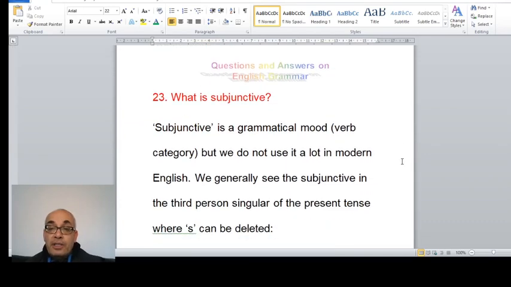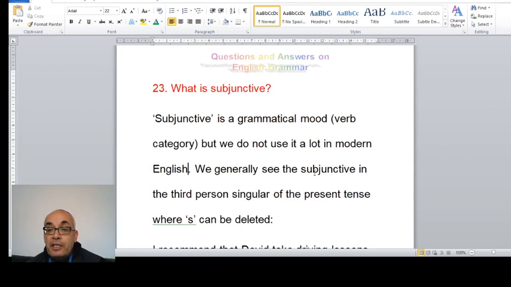What's a subjunctive? Subjunctive is a grammatical mood. What is a grammatical mood? It's a verb category. So when we say subjunctive, it means you are speaking about the verb, which is the most important word in a sentence. But we do not use it a lot in modern English. People use it in speaking, or they use it in writing academic English. So we use it in speaking, and we use it in academic English writing. But what is subjunctive? It's a verb.